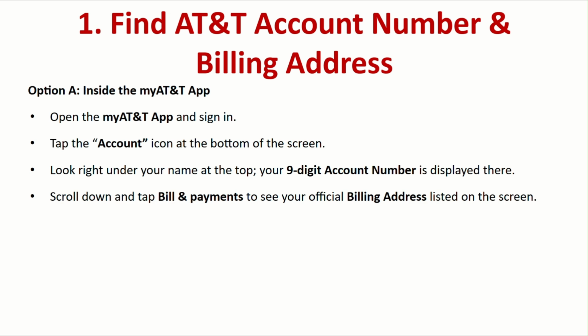First, find your AT&T account number and billing address. Option A, inside the My AT&T app. Open the My AT&T app and sign in, then tap the account icon at the bottom of the screen. Look right under your name at the top. Your 9-digit account number is displayed there. Then scroll down and tap Bill and Payments to see your official billing address listed on the screen.